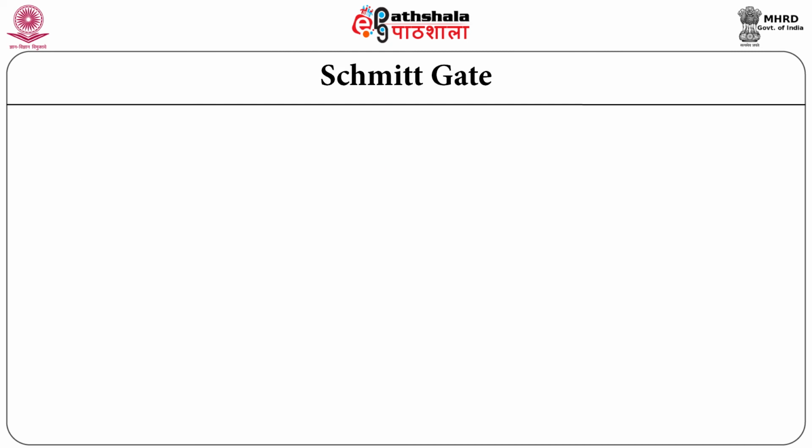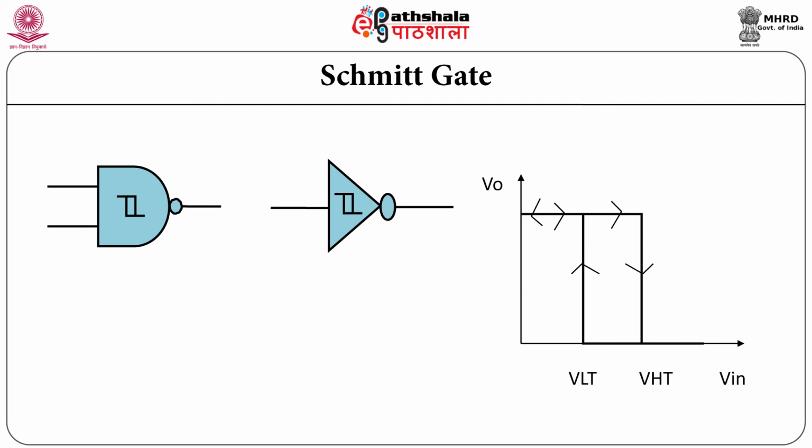Let us now consider a different logic gate as compared to the traditional logic gates. It is popularly known as Schmitt gate. All standard logic gates have single input threshold voltage level. This threshold is the same for both low to high and high to low output transitions. These gates provide erratic output for slowly changing input.